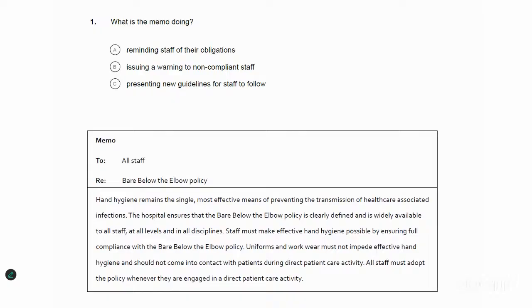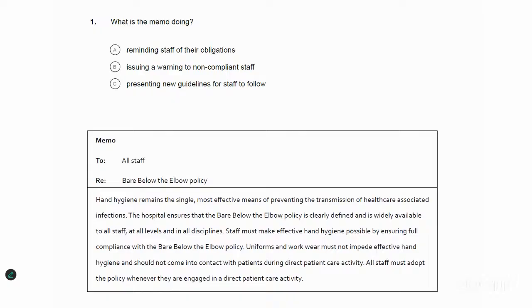Regarding means the purpose. To whom and why? Who is sending? The higher authorities only will send a memo to the subordinates, to all the staff members. Regarding means the purpose of this memo is the bare below the elbow policy. It's a policy and it is regarding that policy.